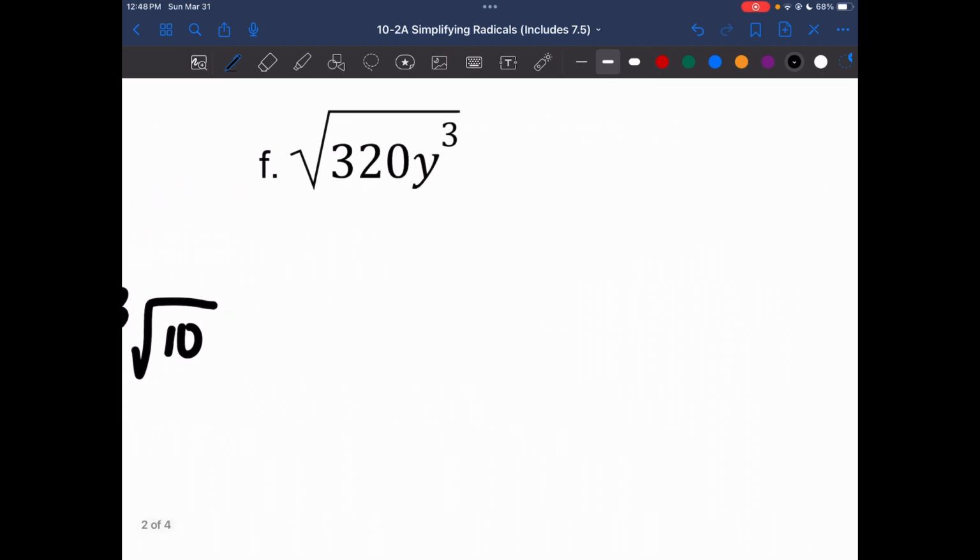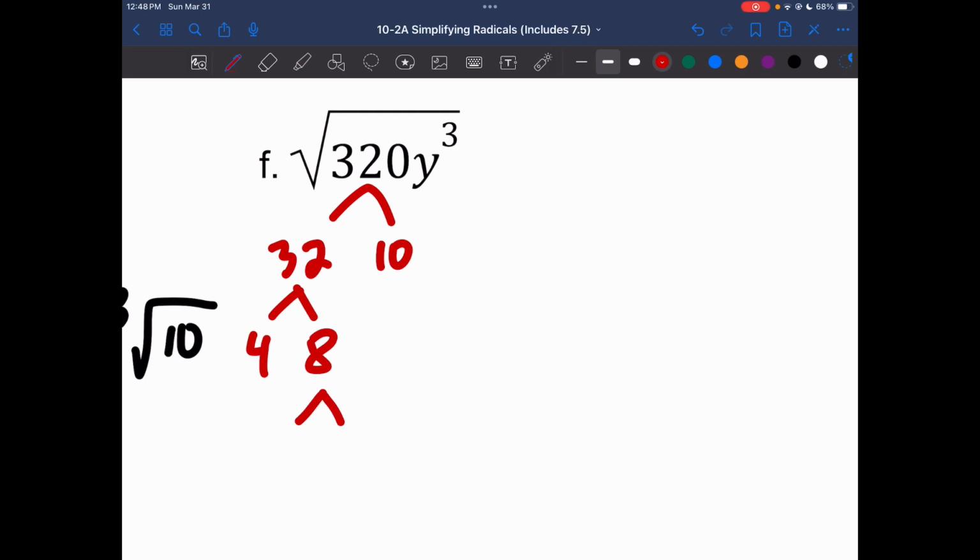All right. Letter F. We have 320y to the third. Well, let's see what we've got. I don't know my factors, but I'm going to go with what I did the last time. We've got 32 and 10. So we're breaking it down into numbers that are a little bit more manageable to work with. 32 breaks down into 4 and 8. 8 breaks down into 4 and 2. 10 breaks down into 2 and 5.